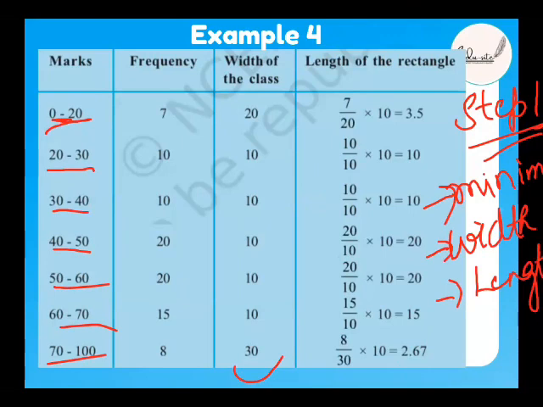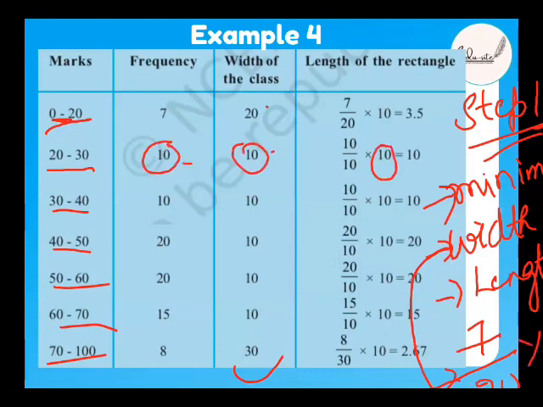Laiba, what you have to do? You have to divide the frequency on the y-axis by the width of the class that we took, for each one. Here the width is 20, here it is 10. That is how you divide. 10/10 multiplied by the class interval you selected, the minimum class interval, that is 10, right? When you find the answer, you will get the length of the rectangles in each case.